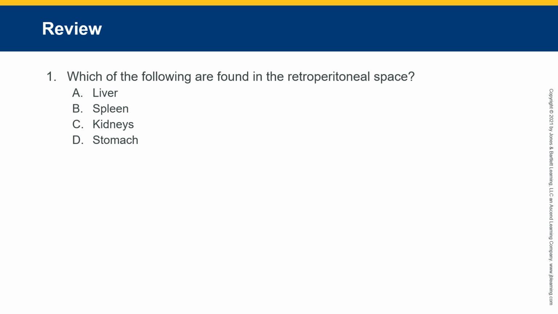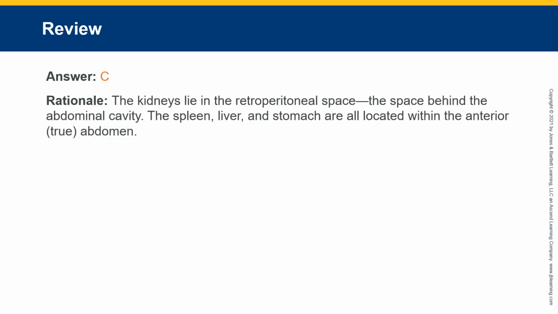Any guesses? Kidney? Kidneys live in the retroperitoneal space behind the abdominal cavity. So, kidneys, right here. I think it's the only organ that's straight up in the back.